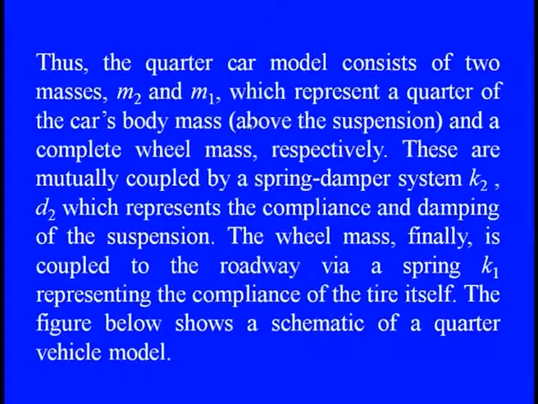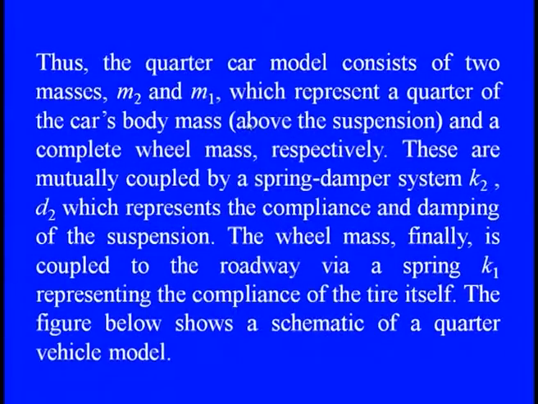So that is why we say this is a quarter car model, and the quarter car model consists of 2 masses, M1 and M2. The quarter of the car body mass above the suspension is my M2, and the complete wheel mass is my M1. Correspondingly, there is a mutually coupled spring damper system. K2 and D2 show the compliance of the spring and the damping features, while the wheel mass, which is coupled with the roadway via the spring K1, represents the compliance of the tire itself.